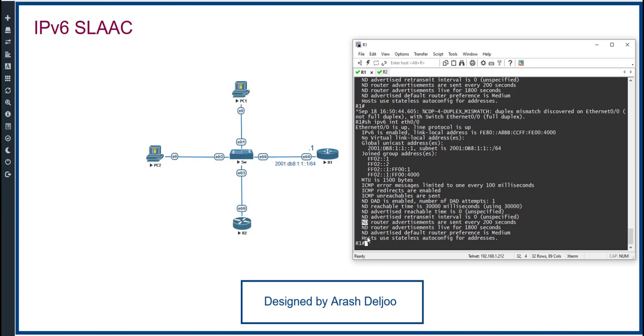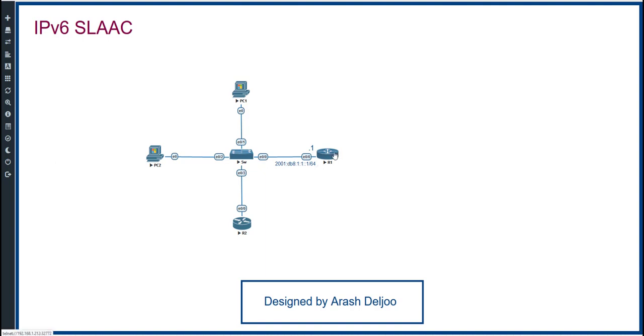ND is the abbreviation of NDP. NDP router advertisements are sent every 200 seconds, as you can see. Because of that, we can easily understand that on this interface under router 1, we are now sending the RA every 200 seconds. If you want, you can capture the RAs. For example, let me show you.